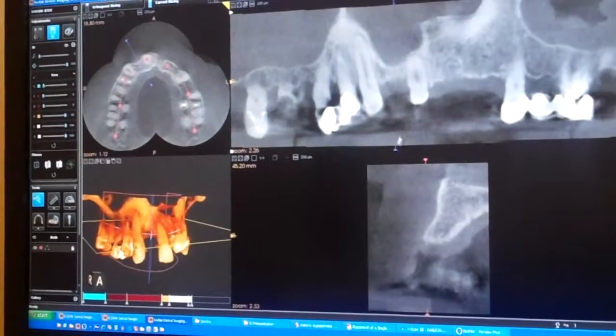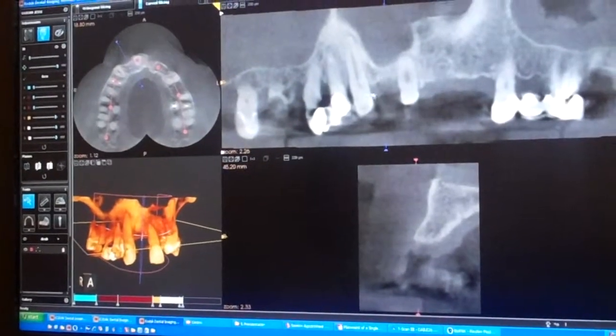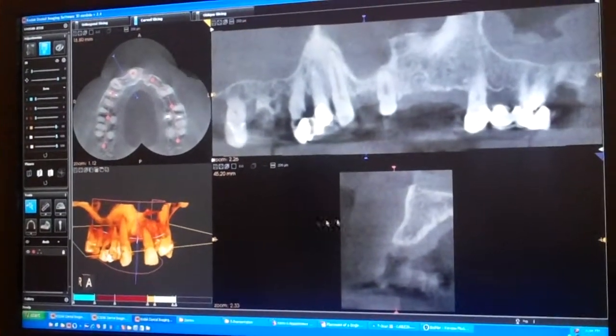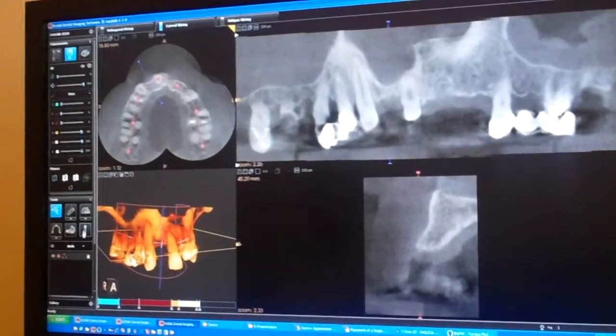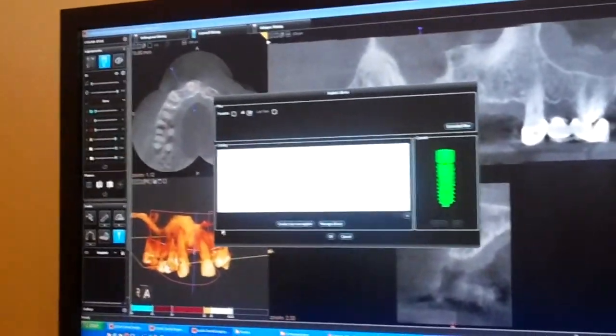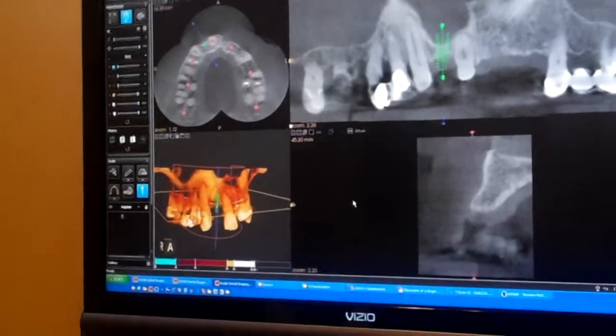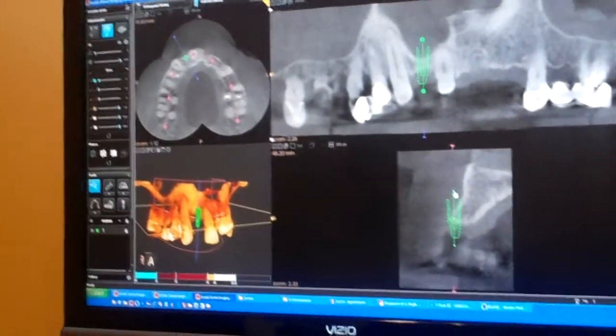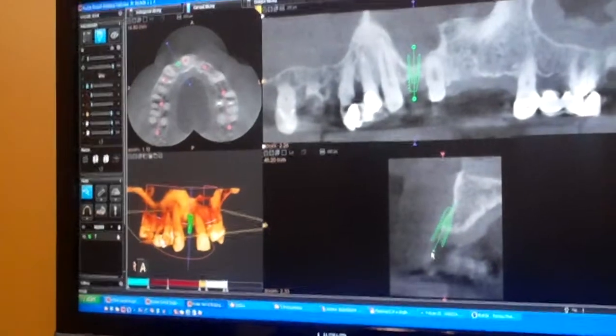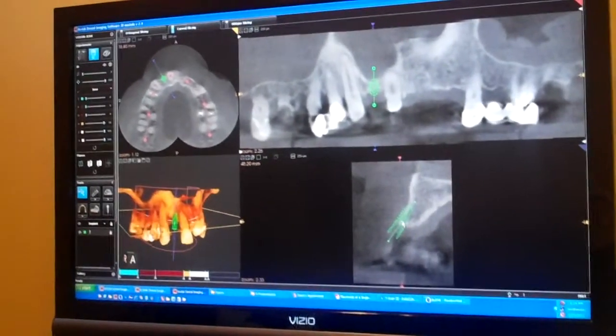For instance, we're focused in on this particular area here where his lateral incisor would be, and we can see the volume of bone. Based on that, I can do virtual surgery here to kind of place a virtual implant and to see if that implant will be sufficient, will it be too small, will it be too big, or are additional bone grafting procedures necessary.